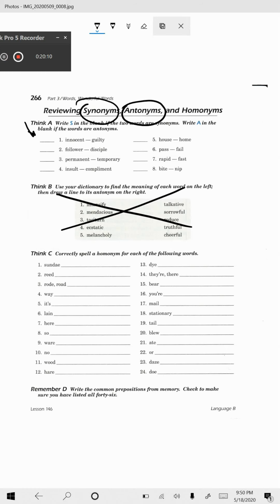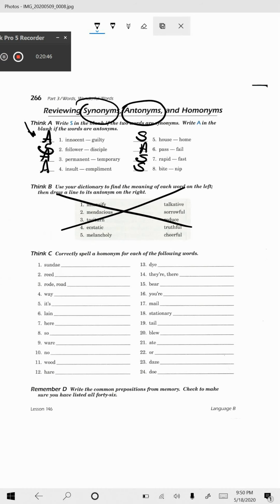All right, innocent and guilty. Well, they are opposites, so we'll put an A there. Follower and disciple. I think they mean almost the same, don't you? So we'll put an S. Permanent, temporary. Oh, that's opposite. Insult or a compliment. Definitely opposites. House and home, synonyms. Pass or fail, definitely opposites. Rapid, fast, synonyms. Bite or nip, synonyms.